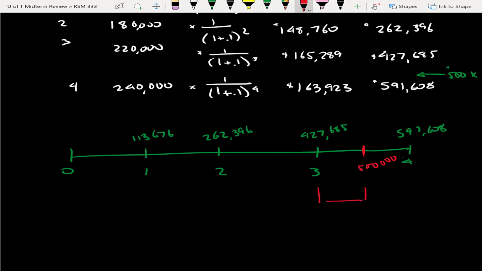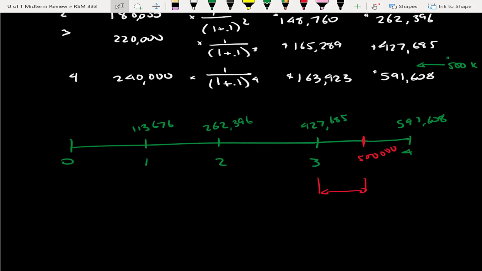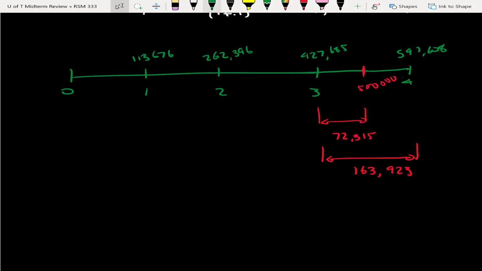So what's the difference between year 3 at the beginning and the break even? It'll be 500,000 minus the 427,685. So that's 72,315. And in the full year, we had earned 163,923.